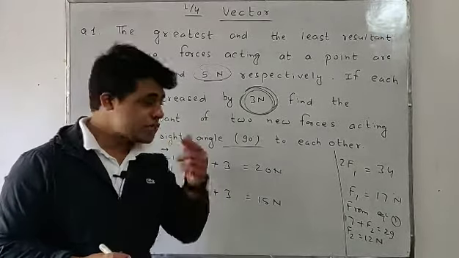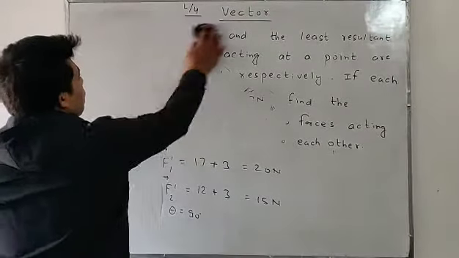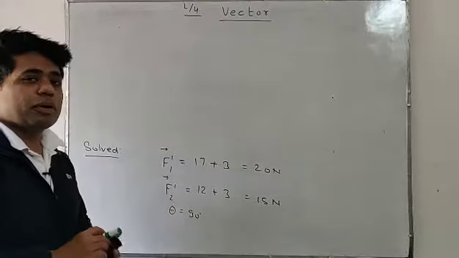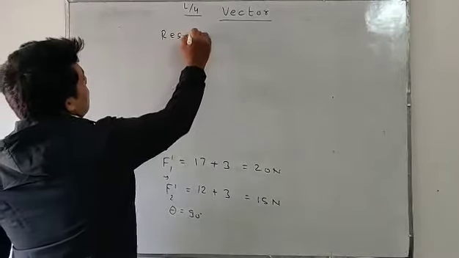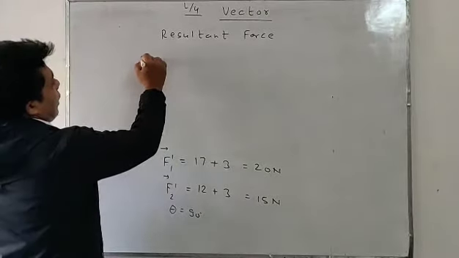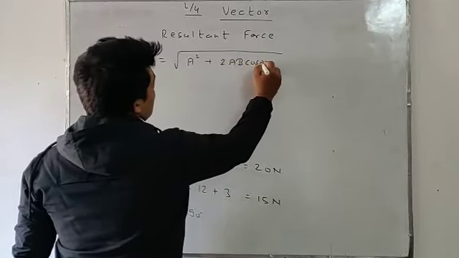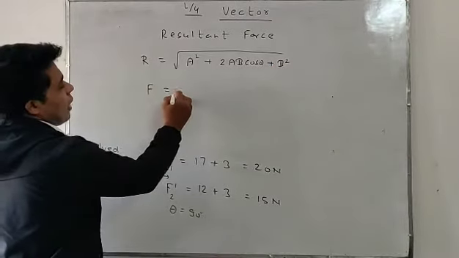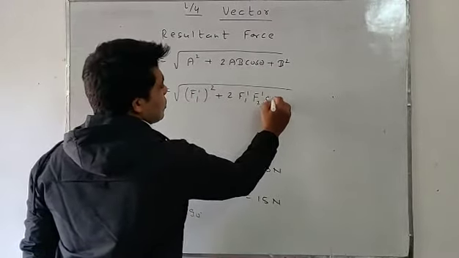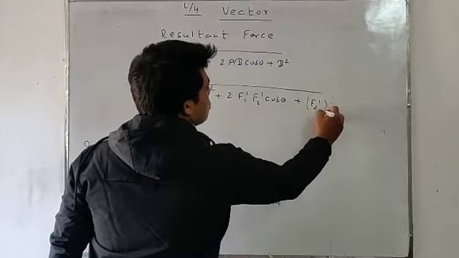We know in the law of vector addition, what is the formula for resultant force? Now we can remove the language of this question. We are given the forces, and theta is 90, they are inclined perpendicular. So what is the resultant force? By the law of vector addition, using the triangle law or parallelogram law, the magnitude is R equals the square root of A square plus 2AB cos theta plus B square. So we can write F equals the square root of F1 dash square plus 2 F1 dash F2 dash cos theta plus F2 dash square.